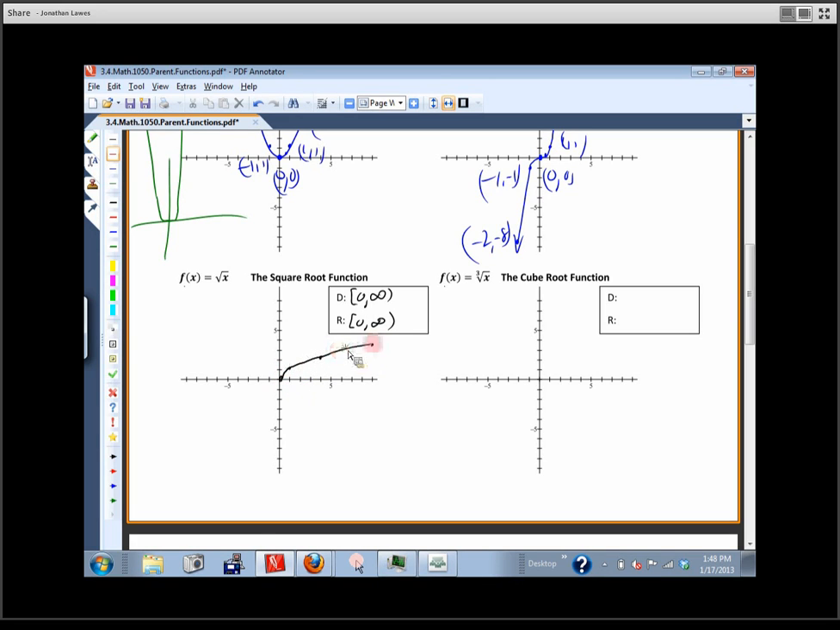Again, how did we describe this the other day? Top half of a sideways opening parabola. Okay? So this is 0, 0. This is 1, 1. This is 4, 2. Again, notice I'm plugging in a number for x, and the y that I put down is the square root of that number, and this would be 9, 3. Any questions there?